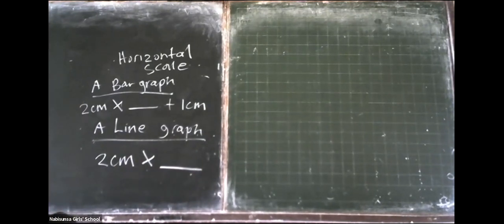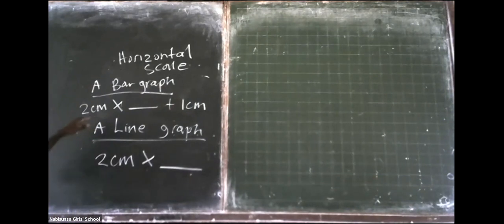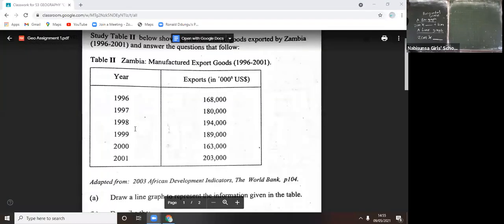Now, have you got the formula? You note it down. We are looking at the horizontal scale. The formula is 2 centimeters times the number of items. The number of items, like for example here, let me show you on the graph here. How many items are here?